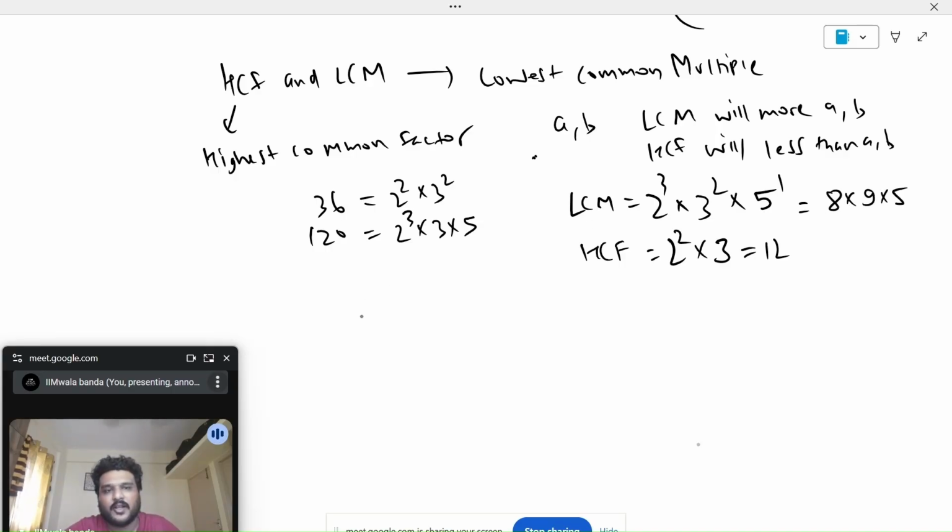8 5 is 40, 40 into 9, 9 into 36, 360. So LCM is 360, HCF is 12. So I told you now, 12 is actually less than 36 and 120. 360 is more than 36 and 120.